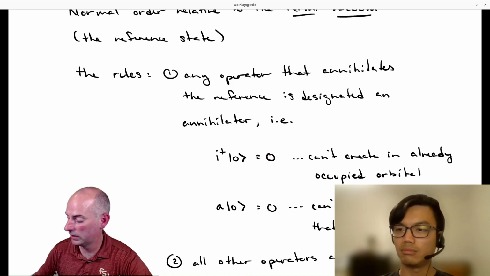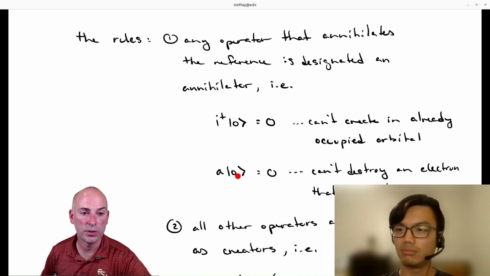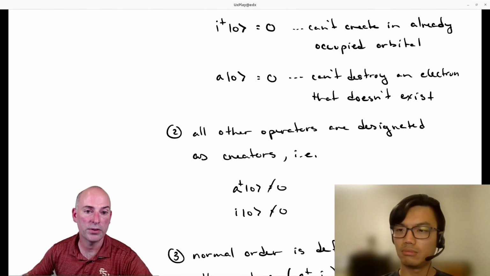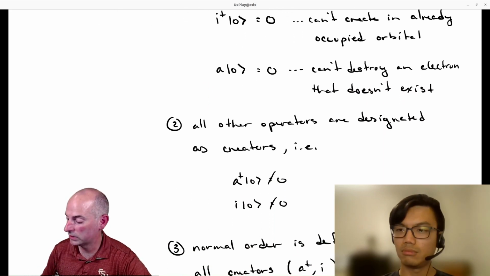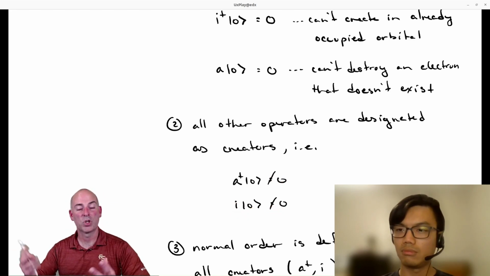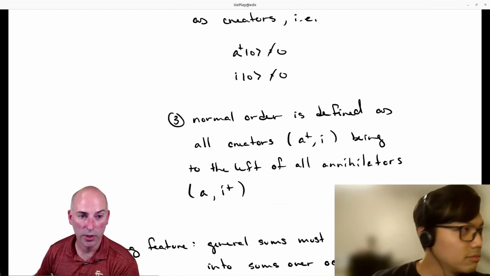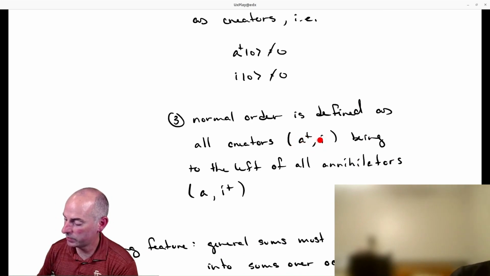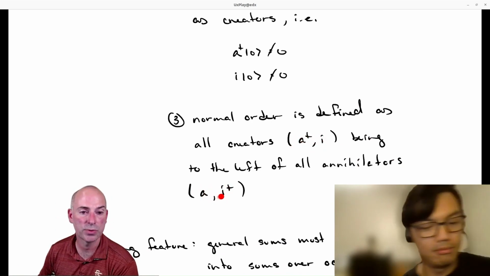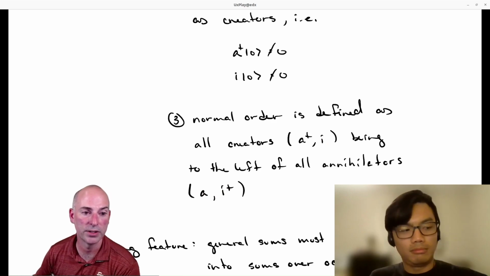That's an annihilator. And if I try to annihilate an empty orbital, that will also give me 0 because I can't destroy an electron that's not there. So these are both annihilators. All other operators are designated as creators because a dagger acting on the reference is not necessarily 0, and A acting on the reference is not 0. Cool. So normal order is defined in the same way it was before. All the creators have to be to the left of the annihilators. It's just we've changed the definition of what the creators and annihilators are.